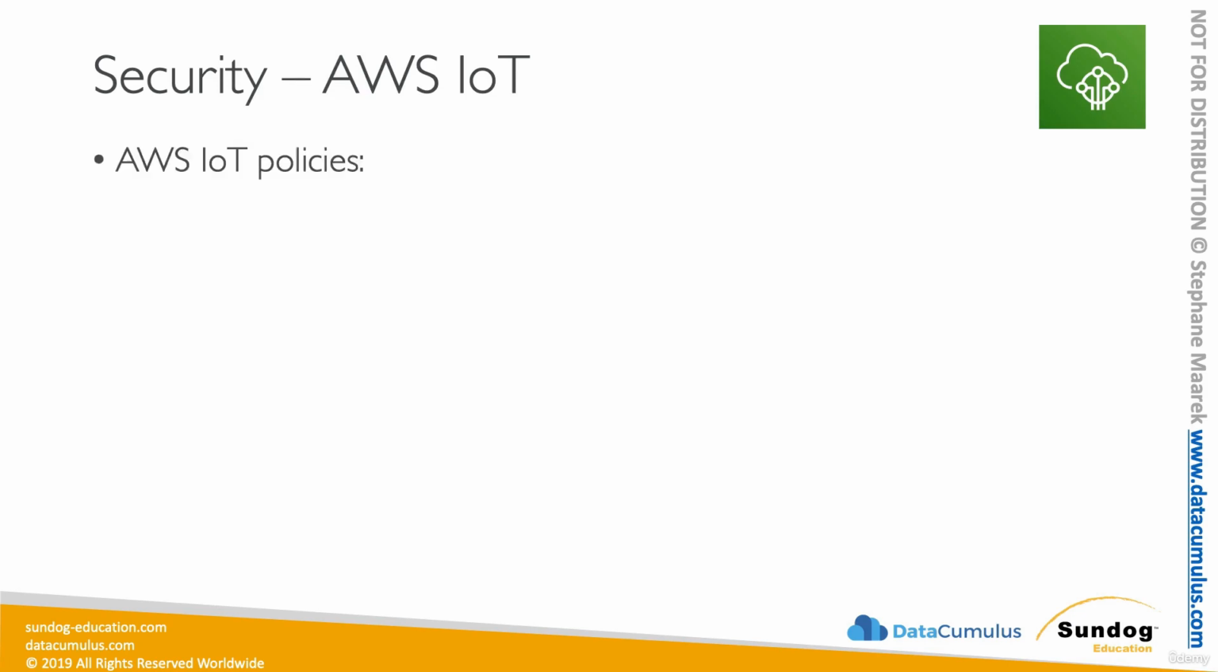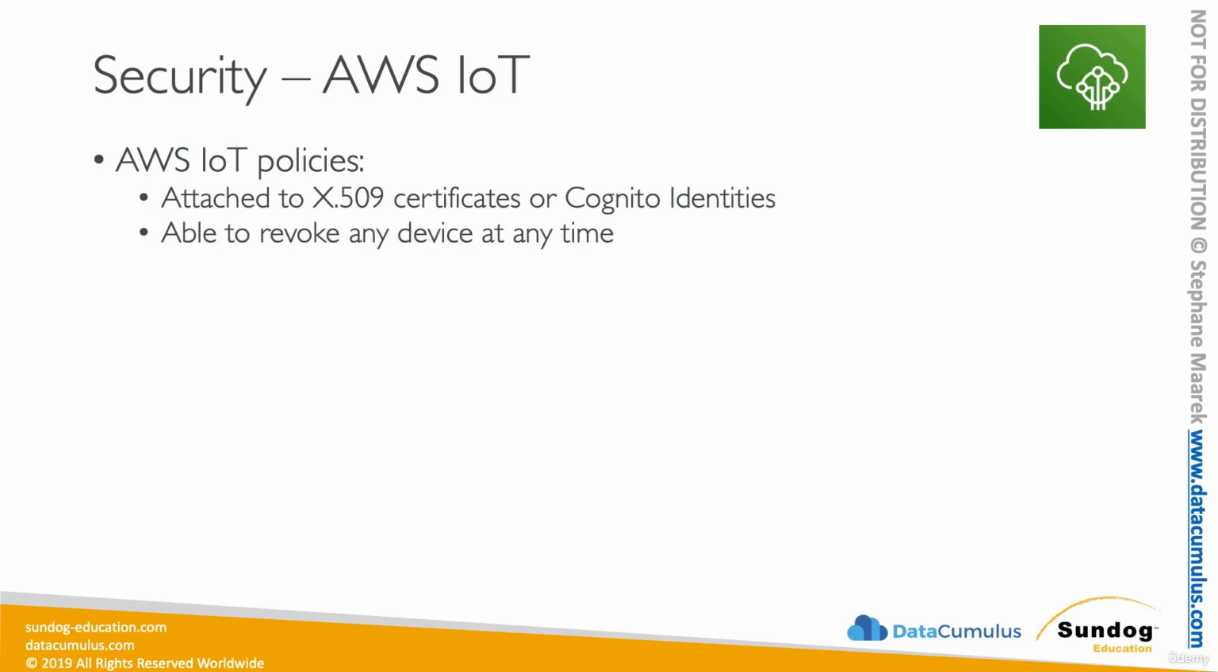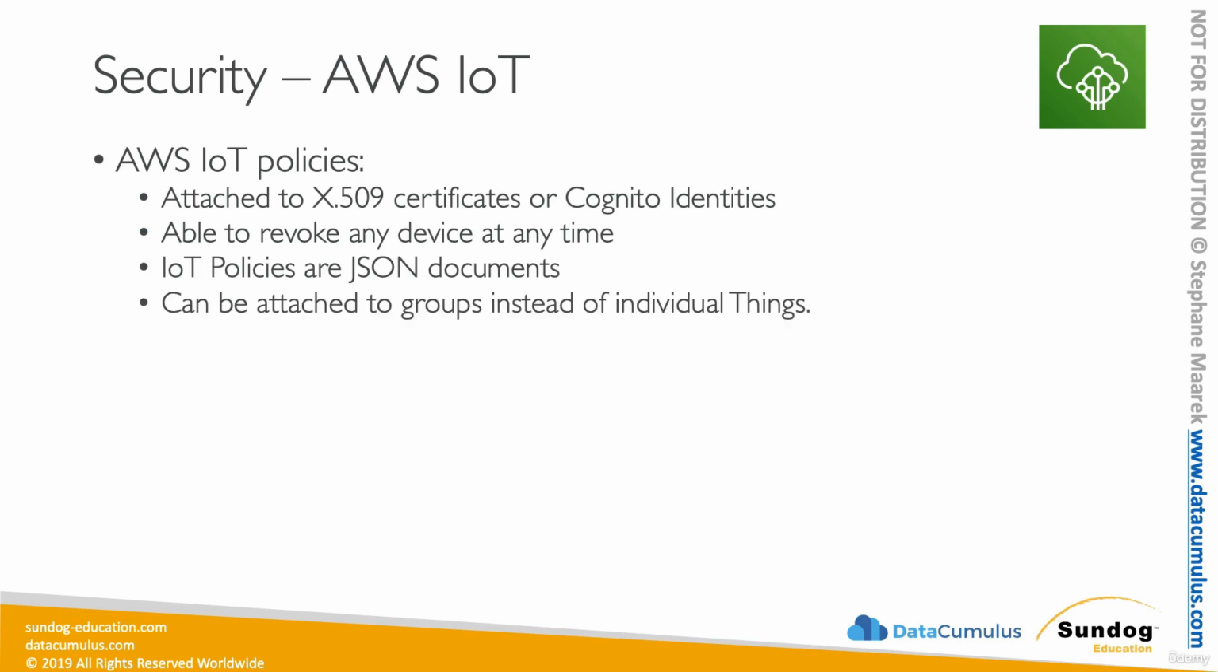IoT has many different securities. I don't know if you remember, but the first one is policies. Basically, we are going to create X.509 certificates or Cognito identities into our devices, and using the IoT policies, we can control everything. We're able to revoke any device at any time, and the IoT policies are JSON documents, just like IAM policies. They can be attached to groups instead of individual things, so we can basically group the things together and just manage group policies instead of thing policies.